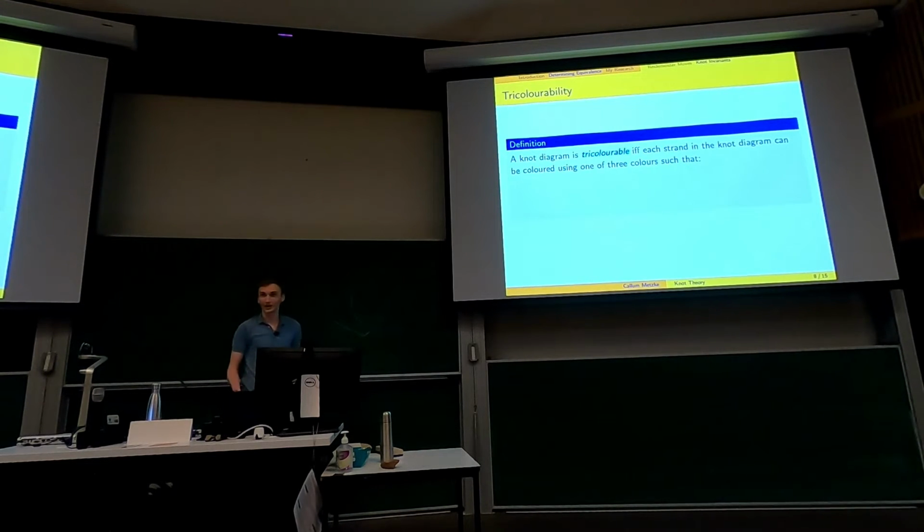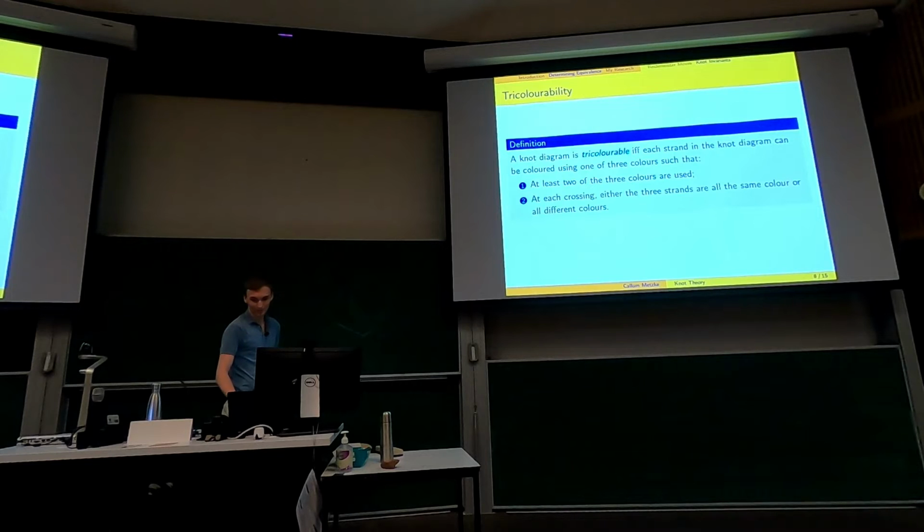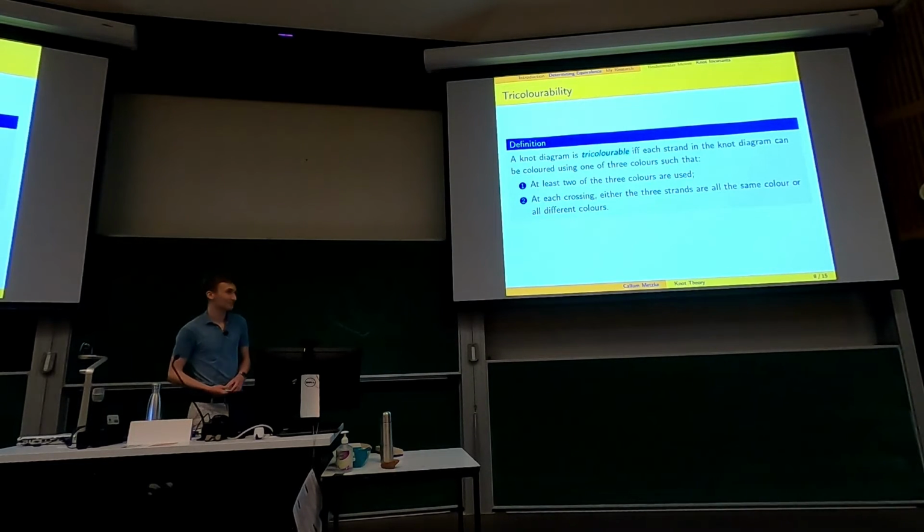That's what makes a knot diagram tricolorable. If we can take 3 colors, for example red, green, and blue, and I need to use at least 2 of these colors to color the diagram. And at each crossing in the diagram, there are 3 strands. There's one strand here, there's another strand there, there's another strand there. I need to either use all the same color or 3 different colors.